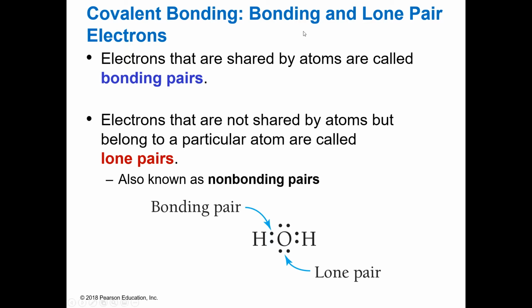Bonding pairs are what make a bond between two atoms. Lone pairs are a pair of electrons that are not part of a bond. So water, for example, has two bonding pairs. So this would be one, this would be the other, and then it has two lone pairs.